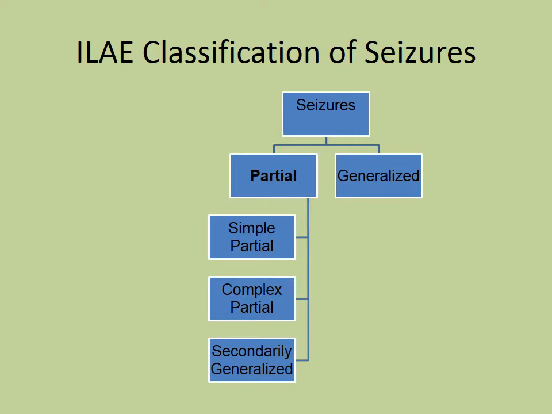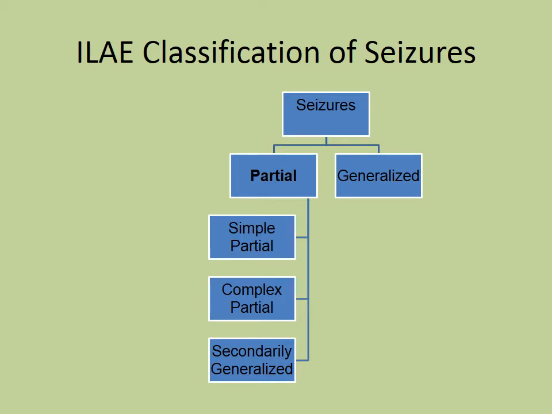So we're going to first look at partial seizures, which means that they have an onset in part of the brain. Other terms that you may have seen used or that people still may be using are localization related or focal seizures. Partial seizures are divided into two main types, and they depend on whether or not consciousness is fully preserved.